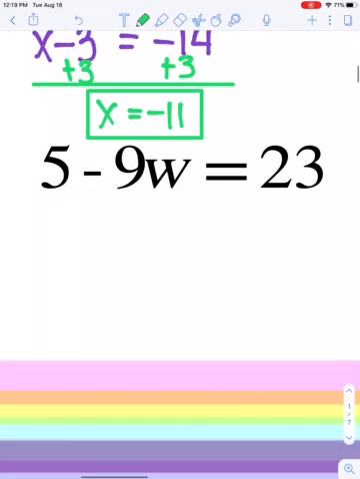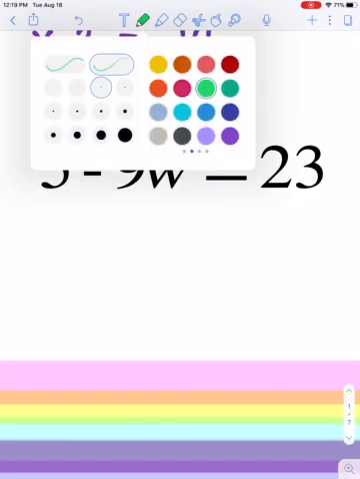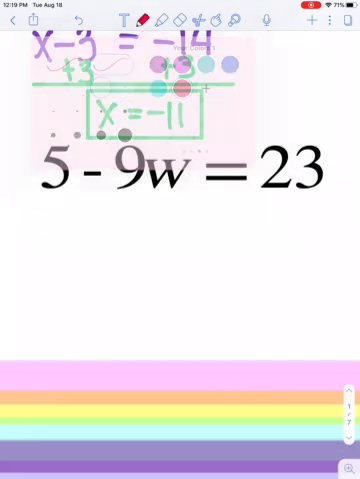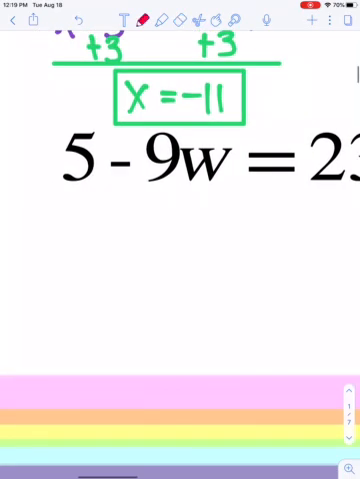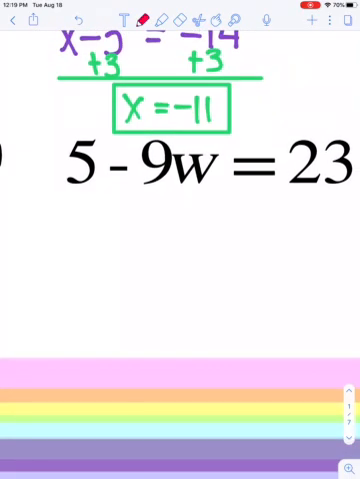All right, last one. If you're looking, you see that the 9 is attached to the W, which means it's going to be the last thing that we're moving. So we have to move the 5 first. Now be careful, because just because there is a subtraction sign doesn't mean it goes with the 5. The 5 itself is positive.